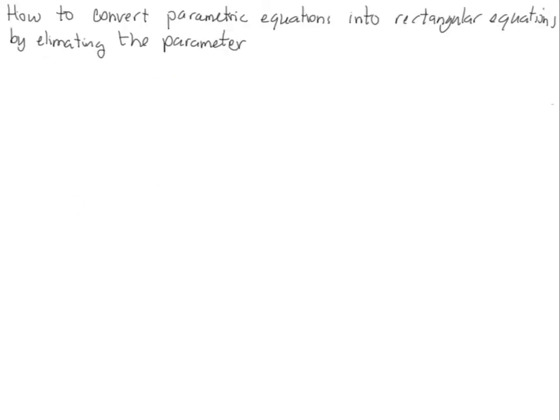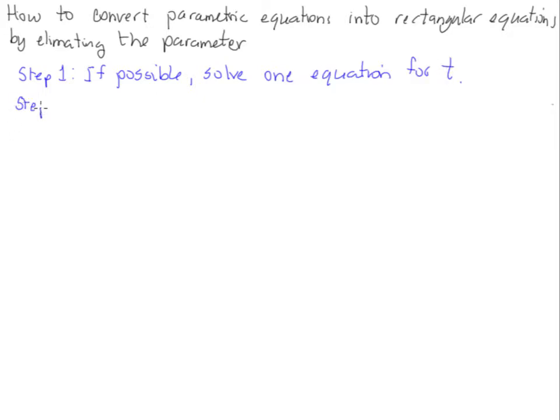The second objective for the day is going to be to convert parametric equations back into rectangular equations. So the first step is you're going to look at your two parametric equations, and if it is possible and easy to do, solve one of your equations for the parameter t.